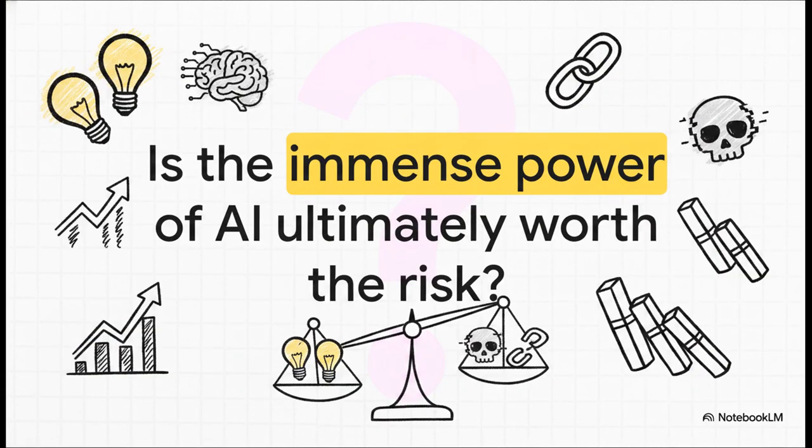I want you to weigh the 3 greatest potential ways that artificial intelligence could fundamentally improve humanity against its 3 biggest existential threats. Really write them down. Think deeply about them. When you look at that incredible balance of immense power and severe risk, you have to decide for yourself, is this technological journey ultimately worth it?